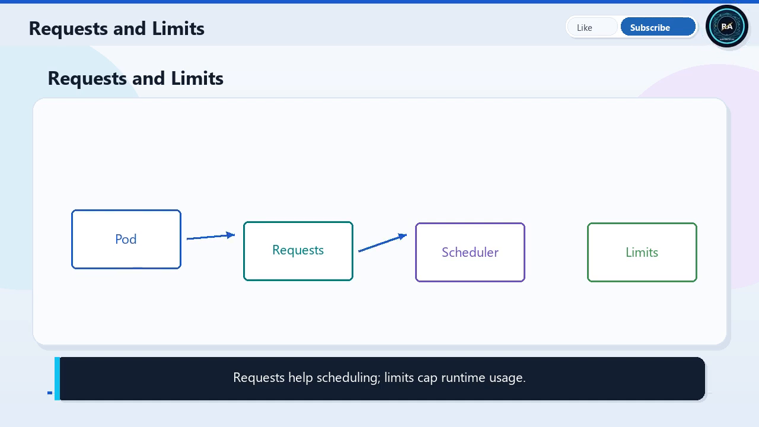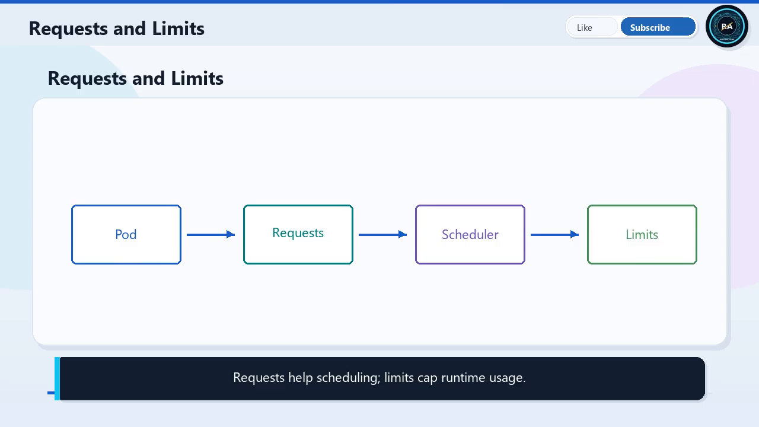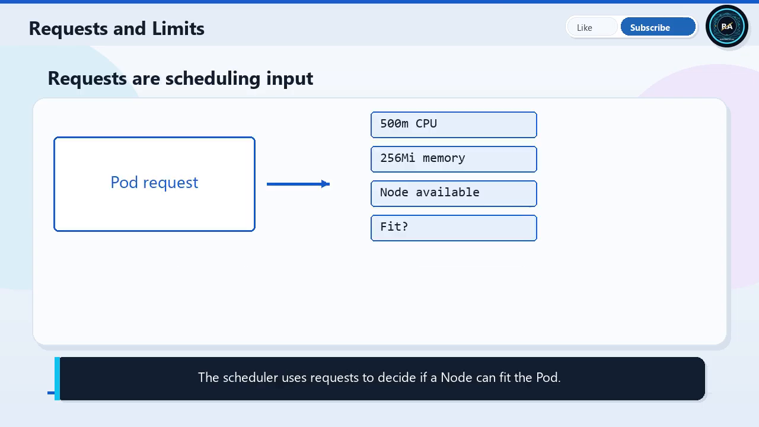CPU and memory settings do two different jobs. Requests help the scheduler place pods. Limits cap how much a container can use at runtime. A request is the amount Kubernetes reserves for scheduling.